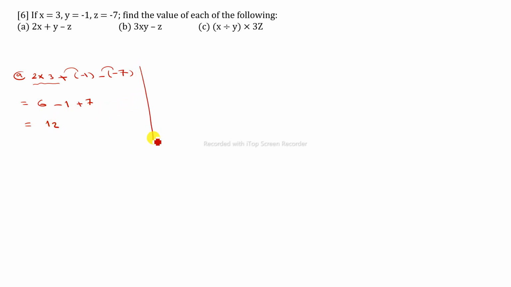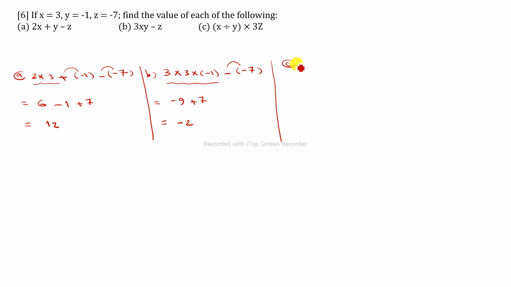تعال نشوف letter B. Letter B: 3xy minus z، يعني 3 times x times y minus z negative 7. طبعا هنحسب التايمز أول حاجة. 3 times 3 is 9، 9 times negative 1 is negative 9. Negative times negative is positive 7. Negative 9 plus 7 is equal to negative 2.